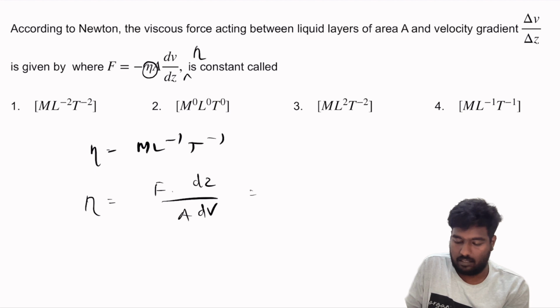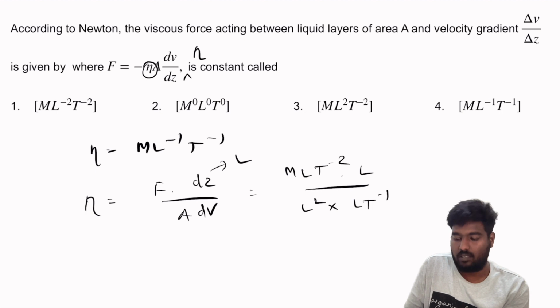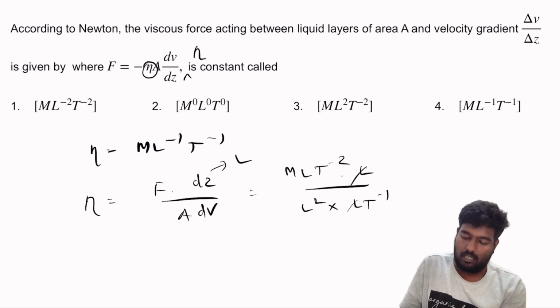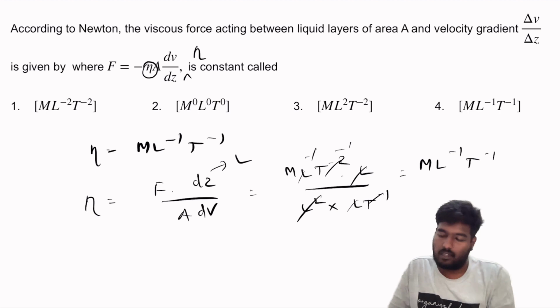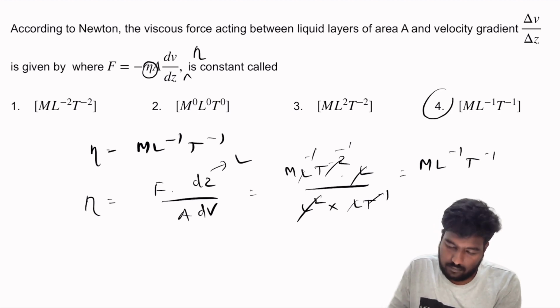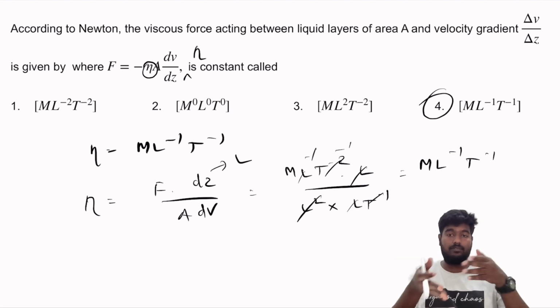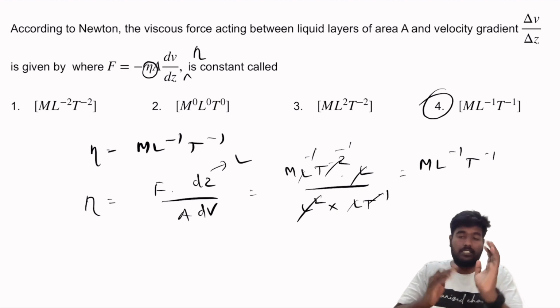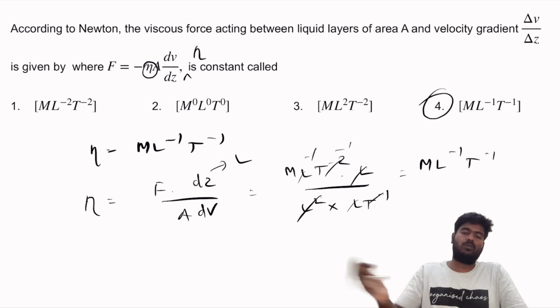dz is a length. F is M L T power minus 2, into L. A is L square. dv is L T power minus 1. Same: L power minus 1 T power minus 1. So M L power minus 1 T power minus 1. I think fourth one is the right answer. So what we have learned from this and some previous questions is that the differentiation of x, if x is length, is also a length parameter.